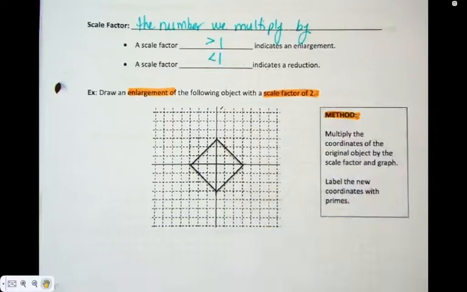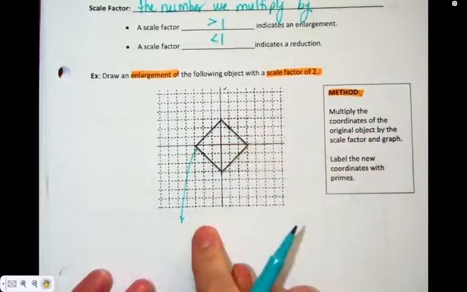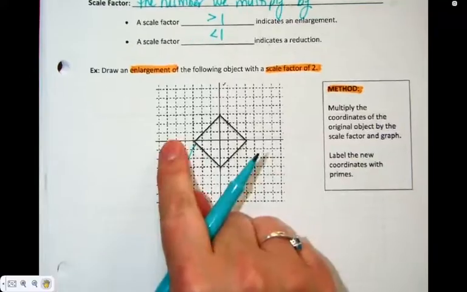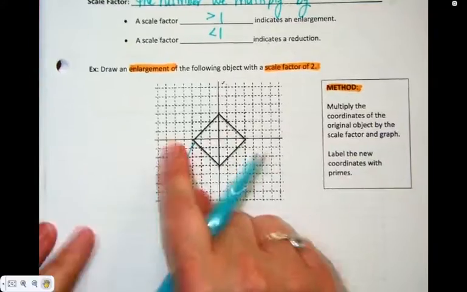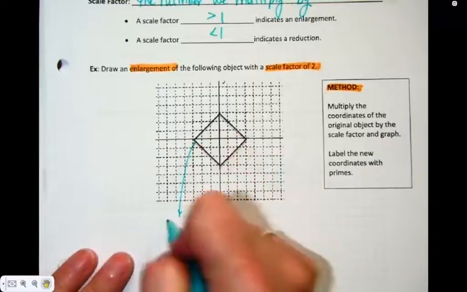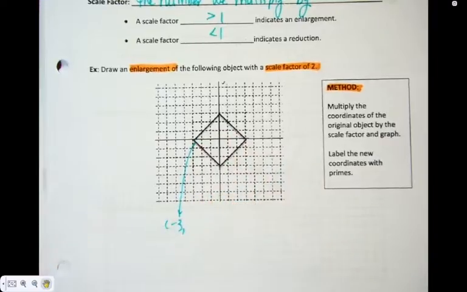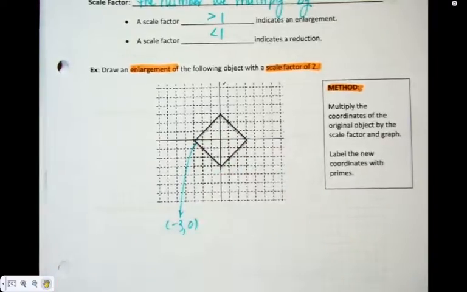Here's the method. We're going to multiply the coordinates of the original object by the scale factor and then graph. And then we'll label the new coordinates with primes. This coordinate point over here, just a reminder, you go sideways first, then up and down. So this one would be 3 units to the left, meaning it's negative 3, and then 0 units up and down, meaning it's 0: negative 3, 0.